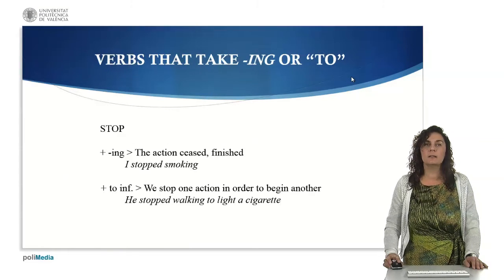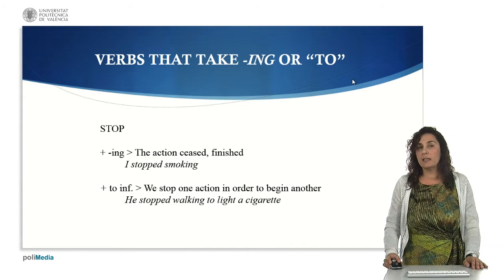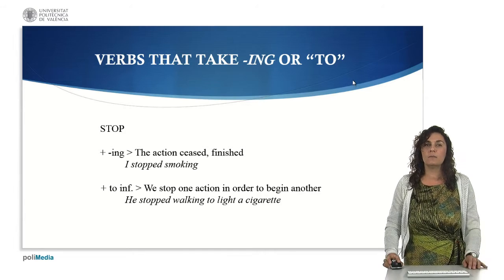That's the difference, right? Stop: the action ceased, finished. I stop smoking. Stop plus to infinitive is we stop one action in order to begin another. He stopped walking to light a cigarette. Notice the difference. The first one, followed by the ing form, is when the action stops, right? And in the other one, you stop and begin another one.